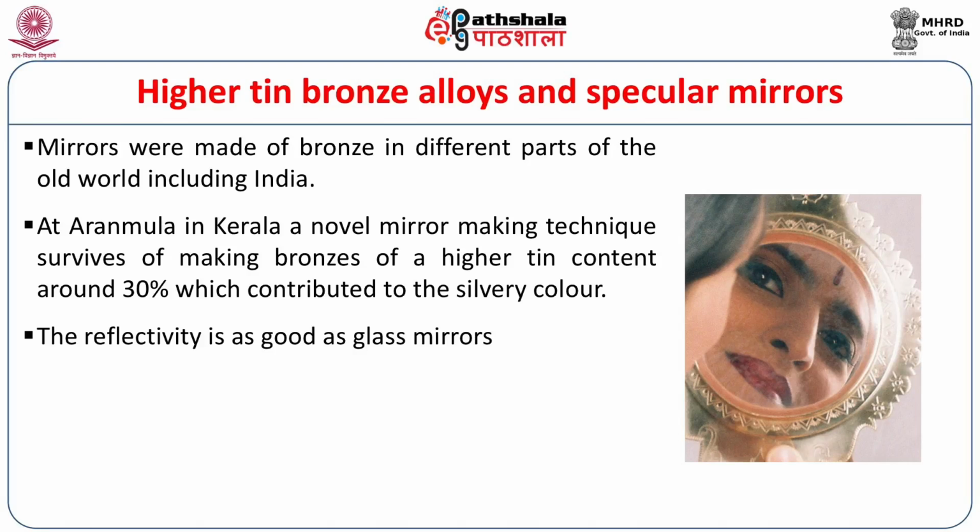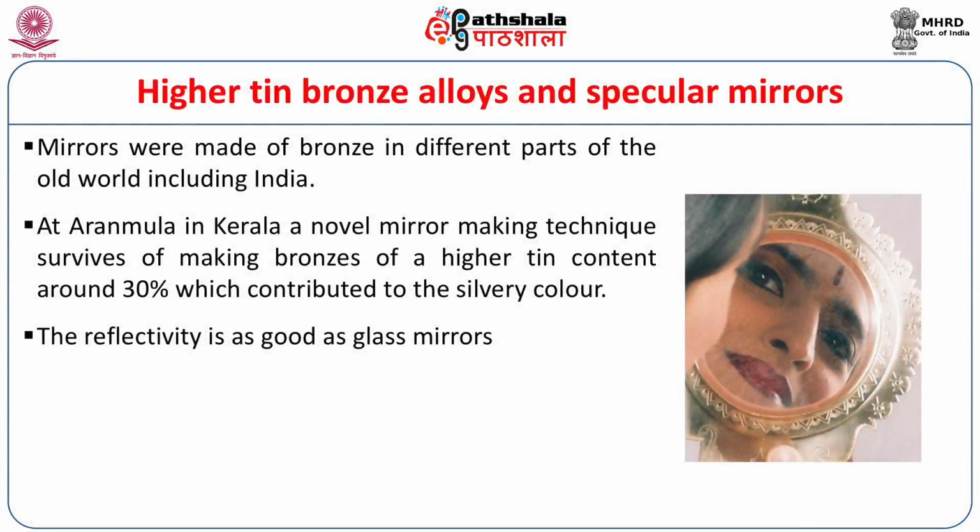around 33% tin, which is deliberately chosen because it has a very silvery white color due to the presence of the delta phase of bronze, which forms around 32.6% tin. It's an intermetallic compound. And this alloy is also very hard and it takes a very good polish, so that the reflectivity is almost as good as a glass mirror, even better in fact.